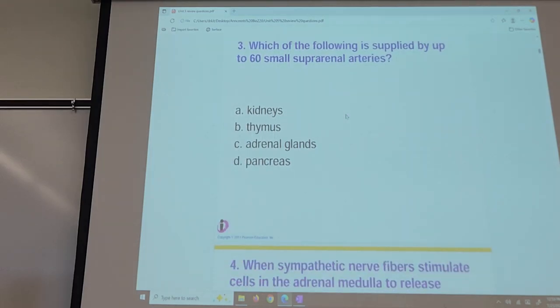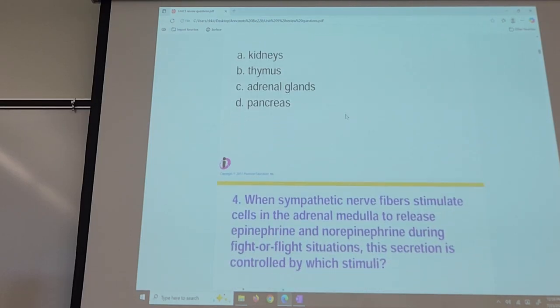Which of the following is supplied by up to 60 small suprarenal, is the key word here, arteries? Adrenal glands. Again, I'm not gonna ask you, this is kind of more of a generalized question.